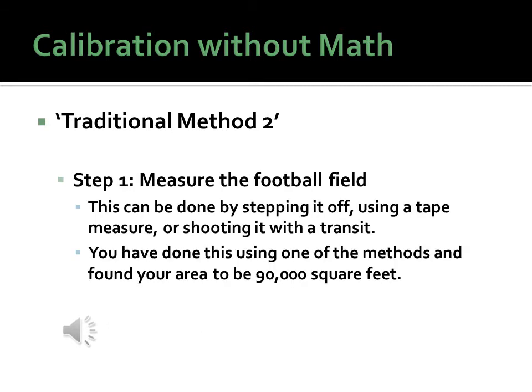All right, traditional method 2. It's the same thing. Step 1, measure the football field. It can be done stepping it off, using a tape measure, or shooting it with a transit. And you have done this using one of the methods and found your area to be 90,000 square feet. So this is a repeat, guys. We're doing another way within the traditional method.